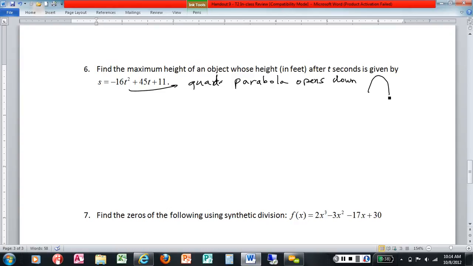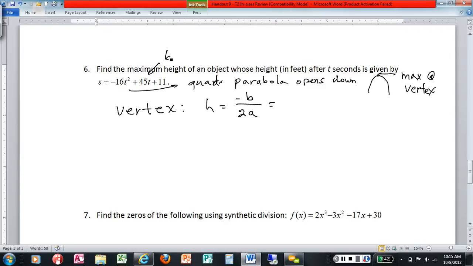Well, what does that have to do with anything? Well, here's the highest point, isn't it? So the maximum here is at where? It's at the vertex. So this is just another vertex problem. Find the vertex. The vertex on one of these is, well, we find it, h equals negative b over 2a. Find the h that way. So that's negative b is 45, a is negative 16. So it'd be negative 45 divided by 2 times negative 16, which is negative 45 divided by negative 32, which is, let's go ahead and take that to a decimal there.